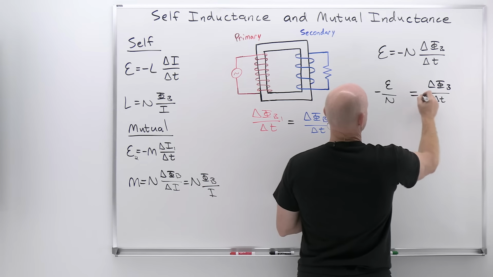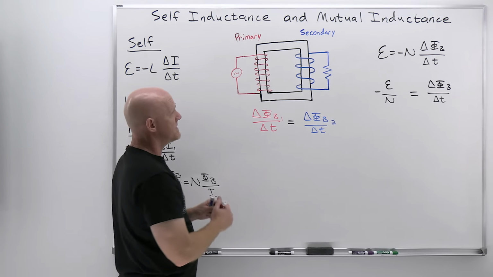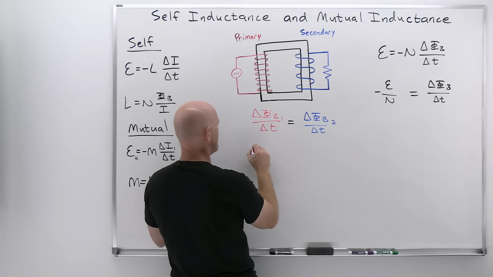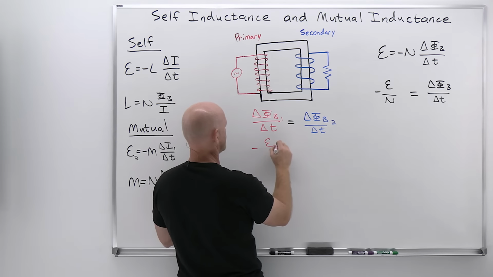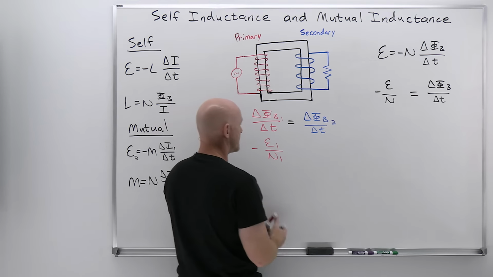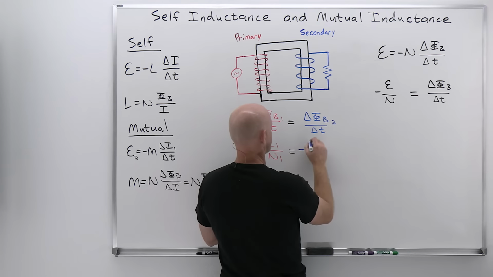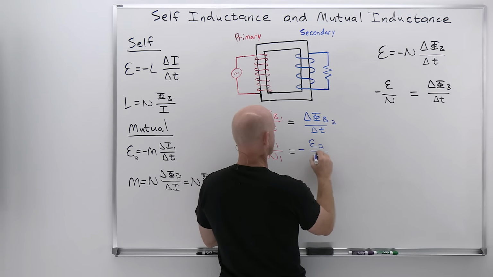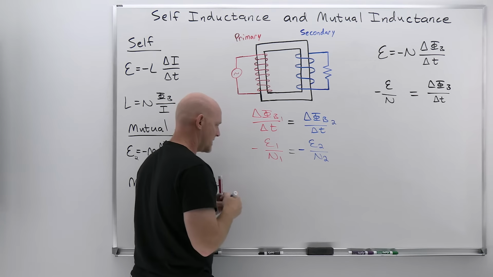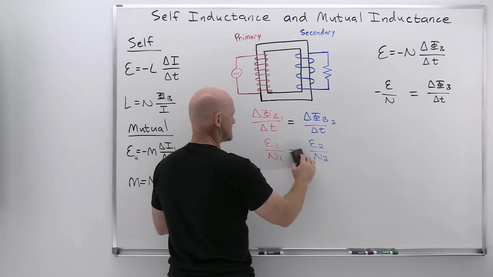Let's get a better equal sign there. All right, we can now substitute that back in over here and say that the negative EMF in the primary coil relative to the number of turns of the primary coil is going to be equal to the negative of the EMF in the secondary coil relative to the number of turns in the secondary coil. Well, we're going to drop those negatives. They just cancel each other out. So we get this lovely expression.